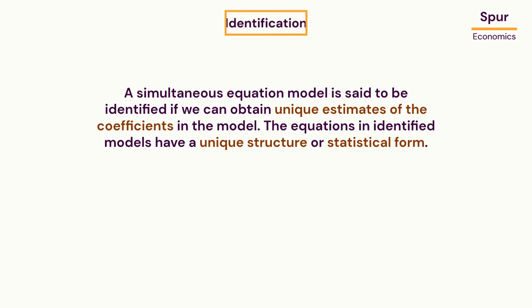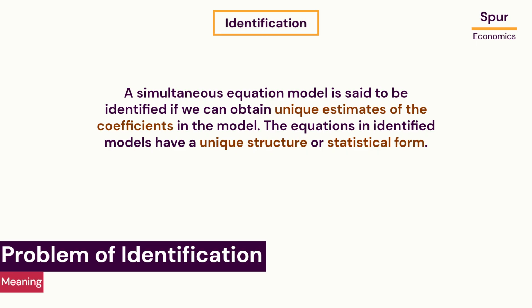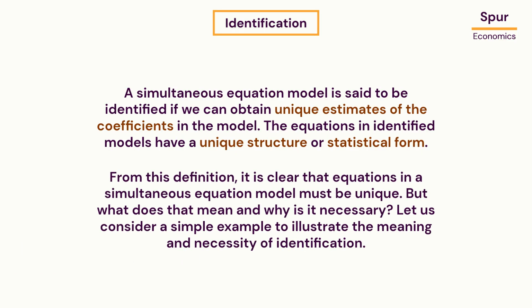A simultaneous equation model is said to be identified if we can obtain unique estimates of the coefficients in the model. The equations in identified models have a unique structure or statistical form. From this definition, it is clear that equations in a simultaneous equation model must be unique. But what does that mean and why is it necessary?